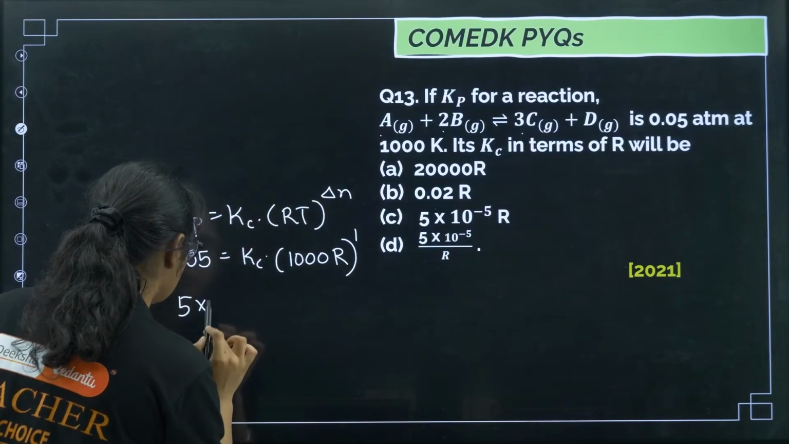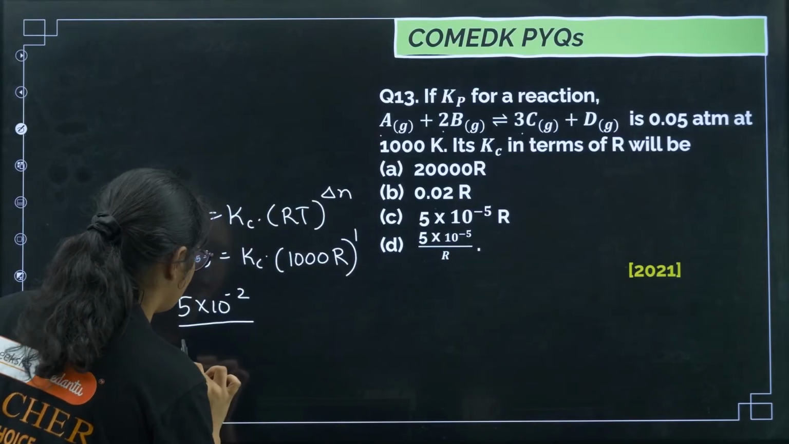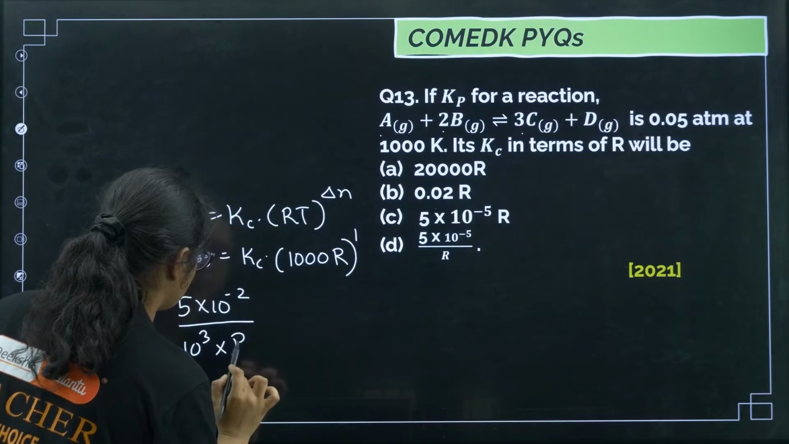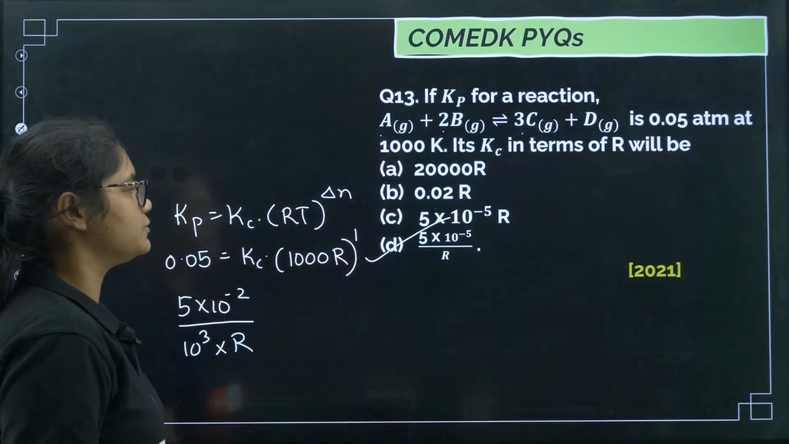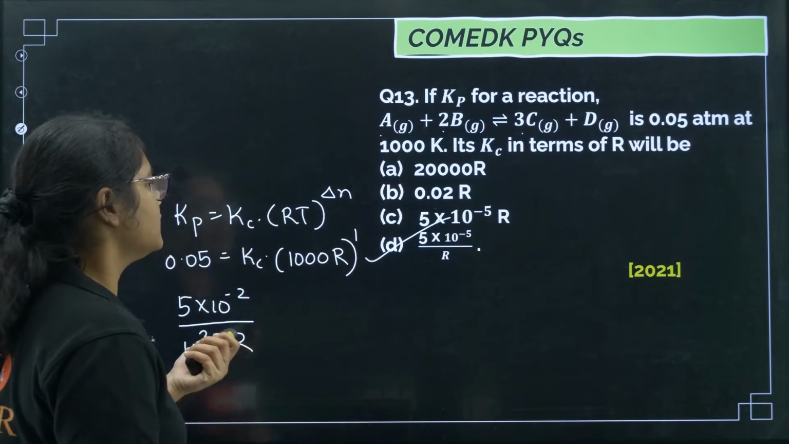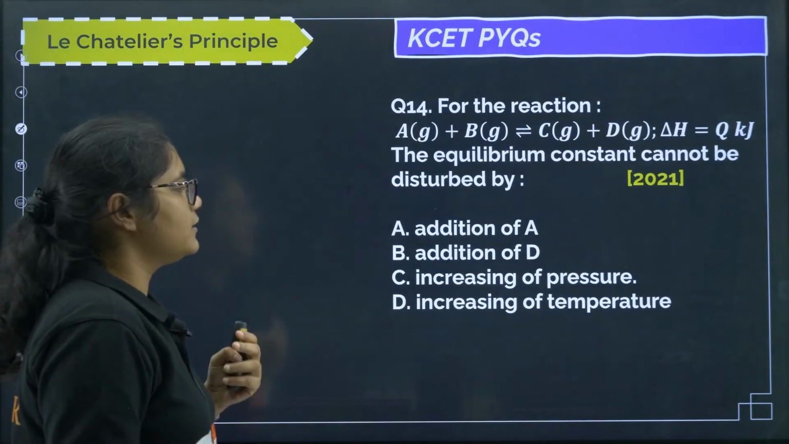So 5 into 10 to the power of minus 2 divided by 10 to the power of 3 into R, right? So it will be 5 into 10 to the power of minus 5 divided by R. Option number D is the correct answer here. Okay, next, Le Chatelier principle question.